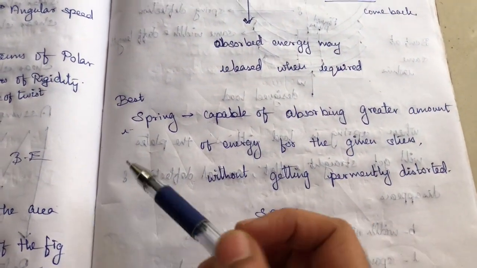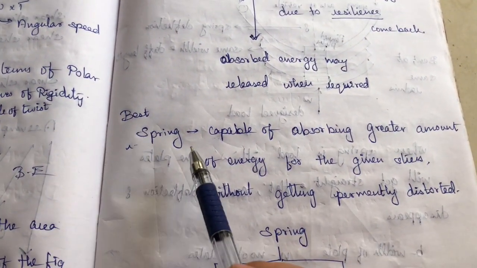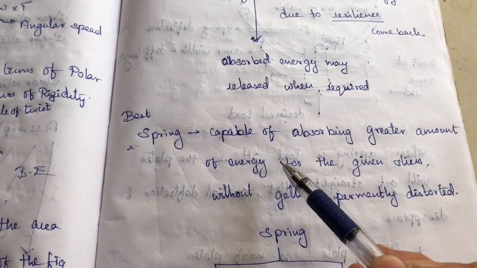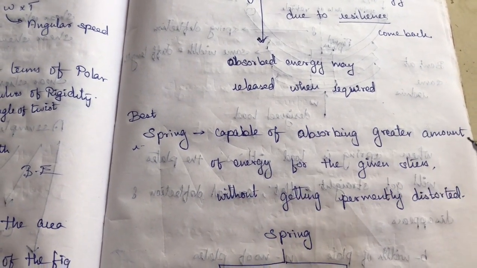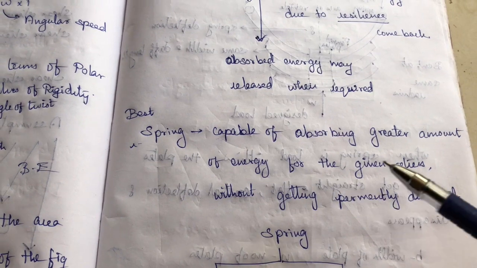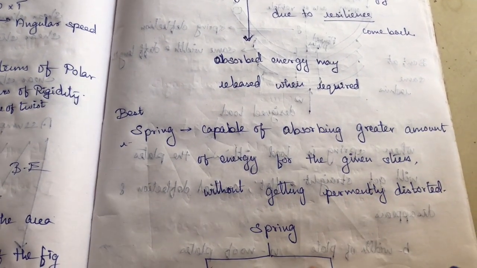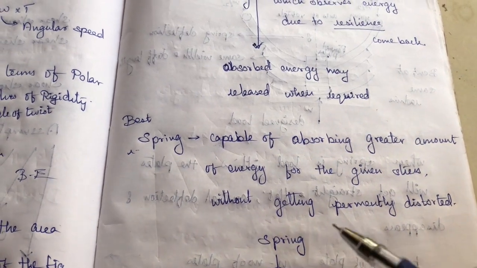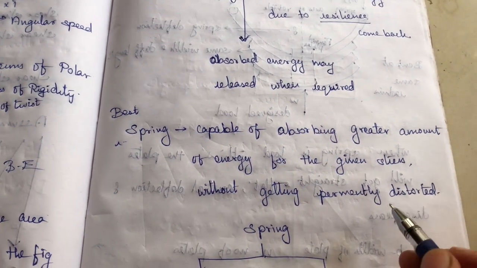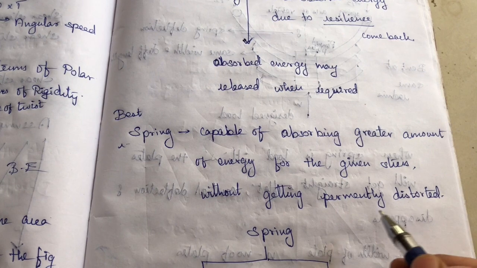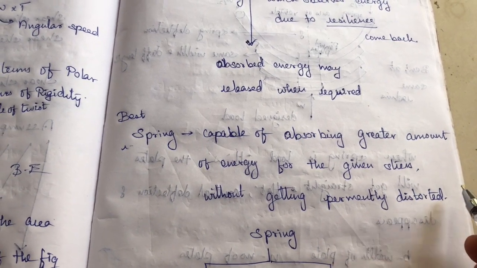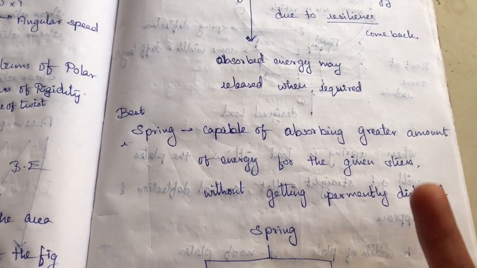And what can we identify as the best spring? It means it is capable of absorbing a greater amount of energy for the given stress without getting permanently distorted. That means it cannot be defeated.